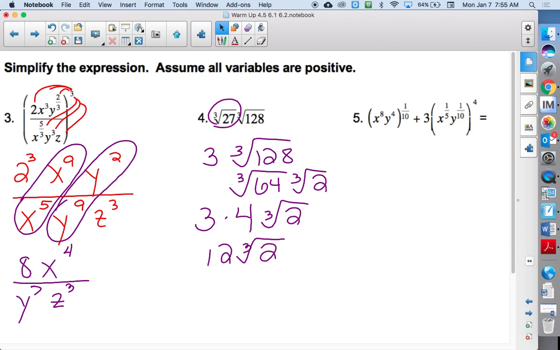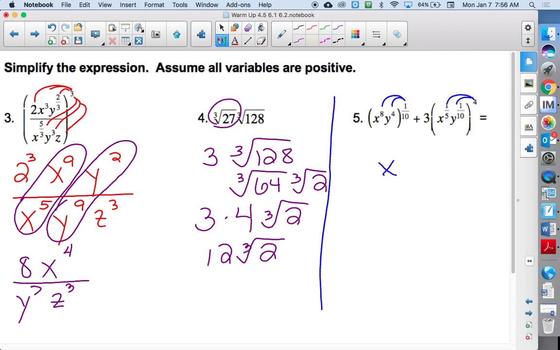So number 5, again similar to 3, but now we have two quantities with an addition sign. The only way we can add those together is if the exponents are exactly the same. So if you apply that same process that we did for number 3, distribute the exponent through. So Matt, if we have 8 times 1/10, what does that become? 8 tenths. What is 8 tenths reduced to? 4/5. There you go, 4/5.